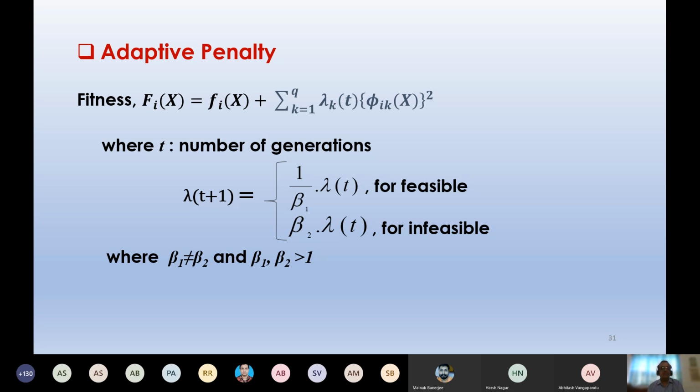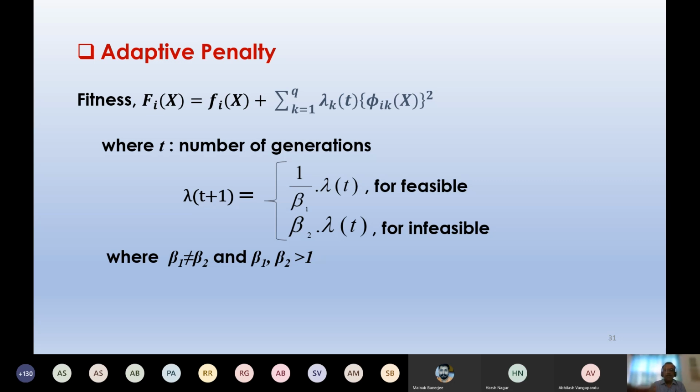Now remember one thing: for the static penalty and the dynamic penalty, if there is no violation of the functional constraint, the penalty term is put equal to 0. But that is not the case in adaptive penalty. In case of adaptive penalty, if there is a violation of functional constraint, we put more amount of penalty.